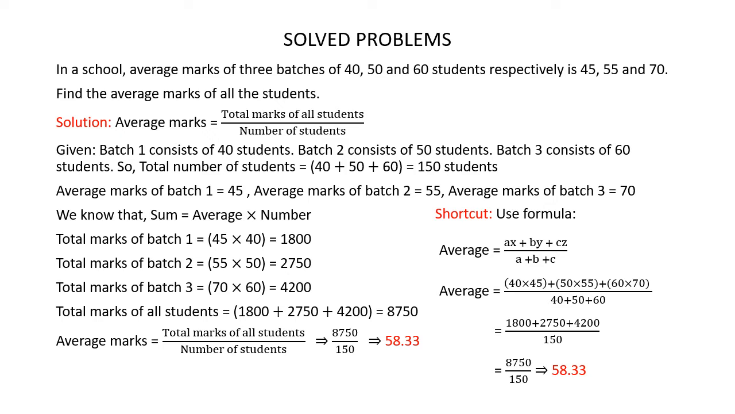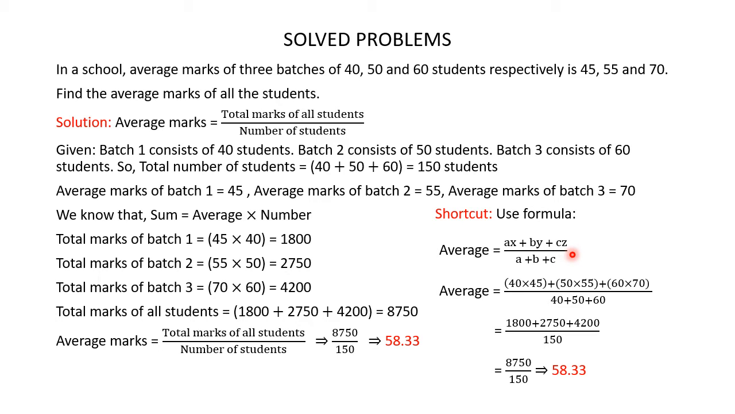Now we know the total marks of all students is 8750 and total number of students is 150. So average marks of all the students is equal to total marks of all students divided by number of students, which is 8750 divided by 150, which will give us 58.33. So the average marks of all the students is 58.33. Now we can solve this problem in a shortcut method using the formula average is equal to ax plus by plus cz divided by a plus b plus c.